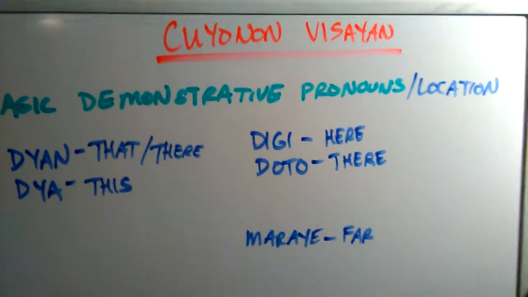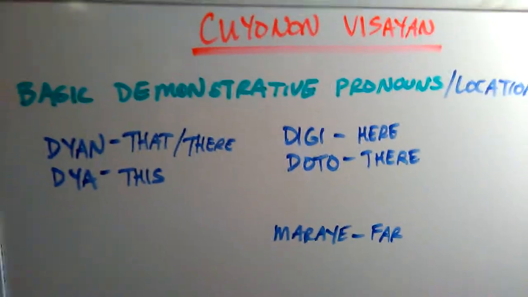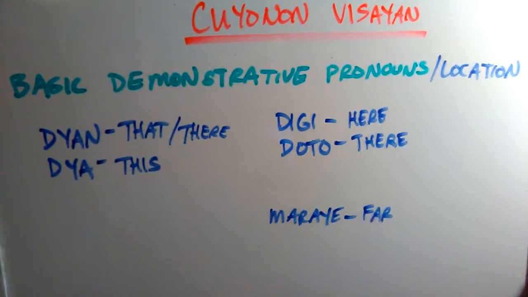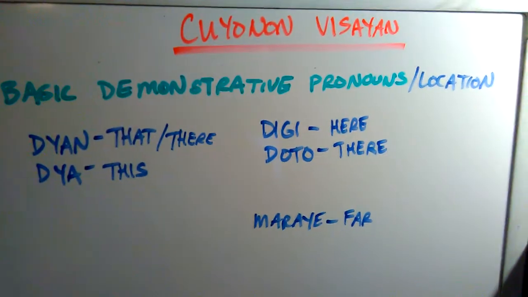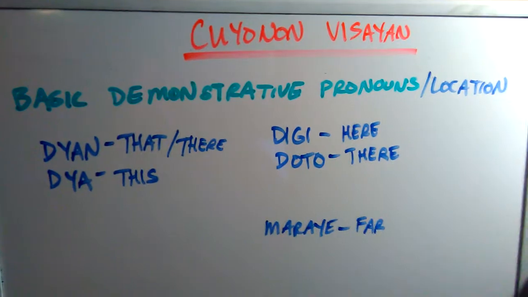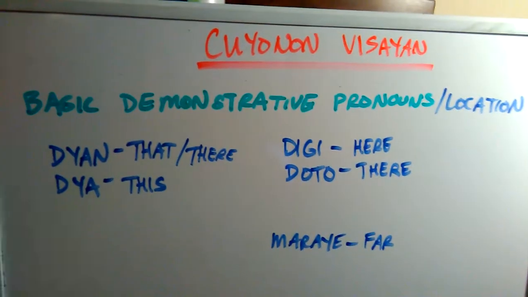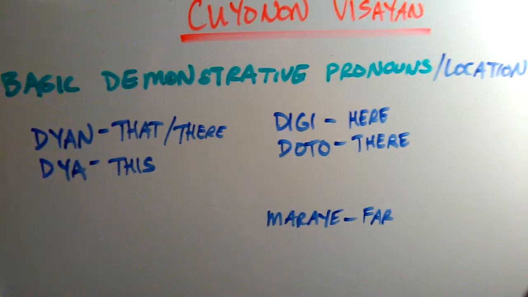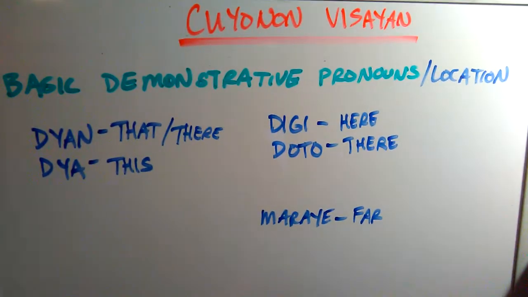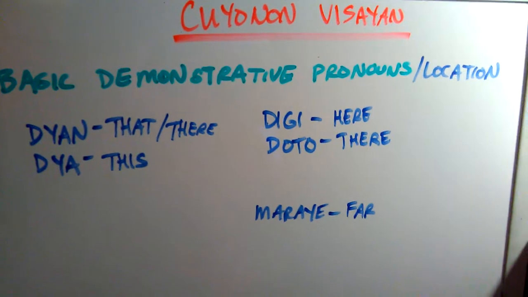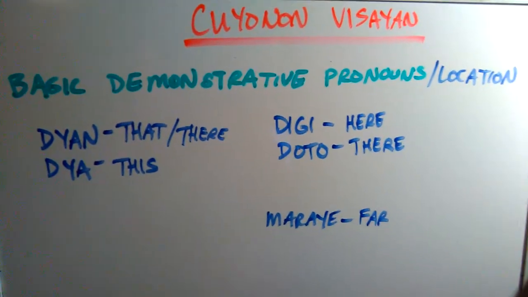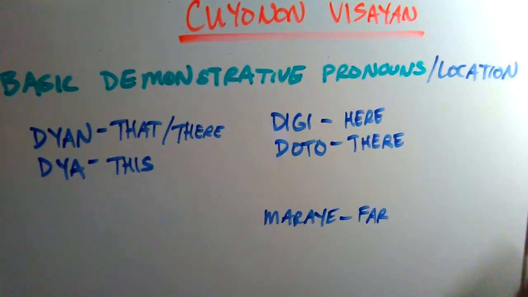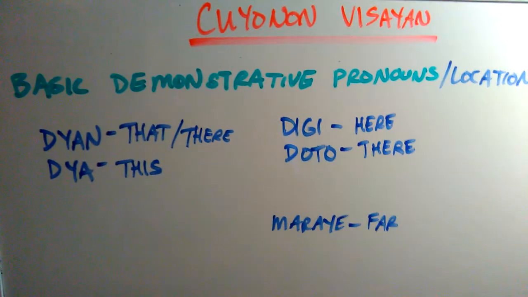Okay, last Cuyonon video for tonight, and this video is just gonna be a quick one over just your simple demonstrative pronouns and location, right? It's not gonna go in depth, sorry. It's just gonna be a simple explanation of basic demonstrative pronouns that are commonly used. We're not gonna talk about the cases. We're not gonna talk about anything else that's beyond what's written here, right? Because it can get that complicated.